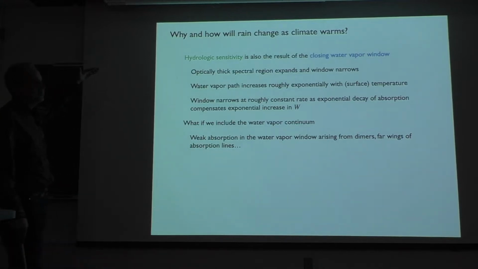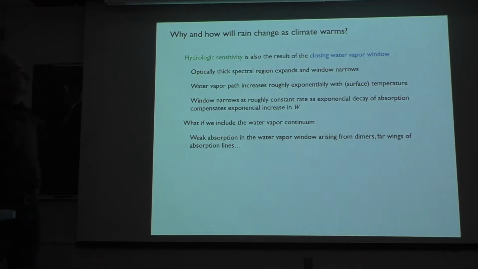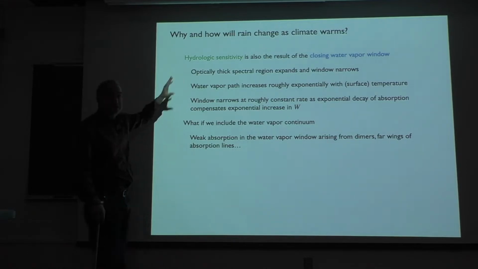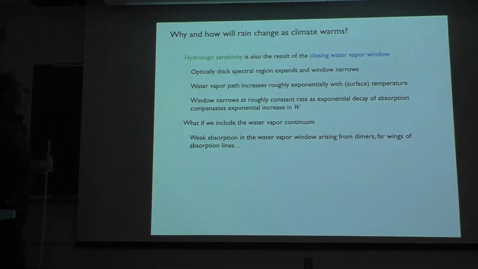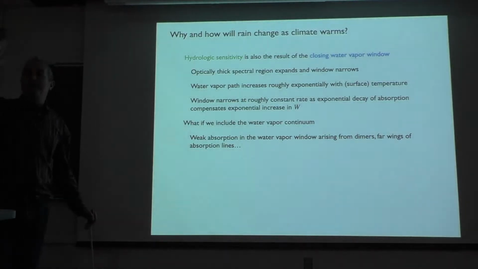The hydrologic sensitivity, and the linearity of OLR with surface temperature, is precisely a result of the closing water vapor window. So the optically thick spectral regions get bigger and the window gets smaller. The water vapor path increases roughly exponentially with surface temperature, and that compensates for the roughly exponential decay of the absorption coefficient.